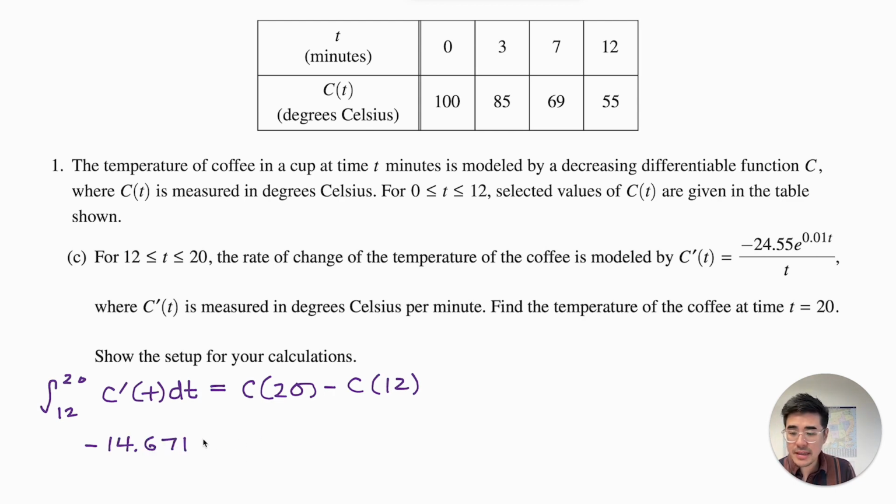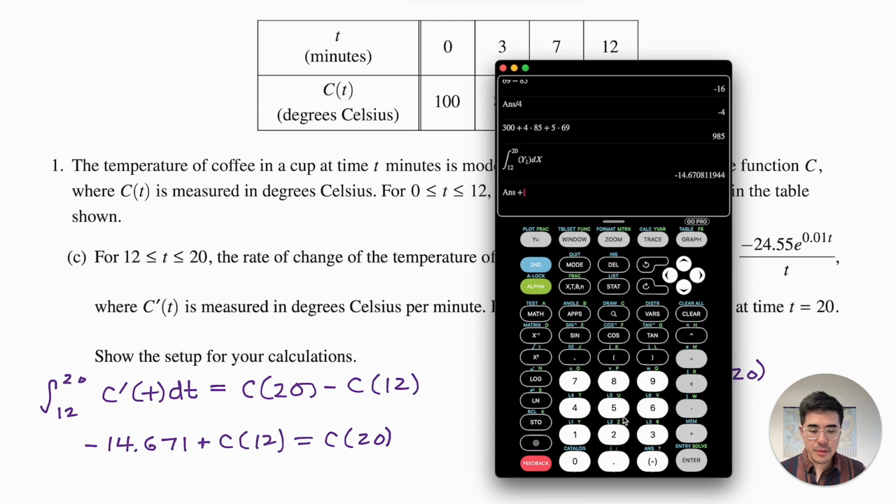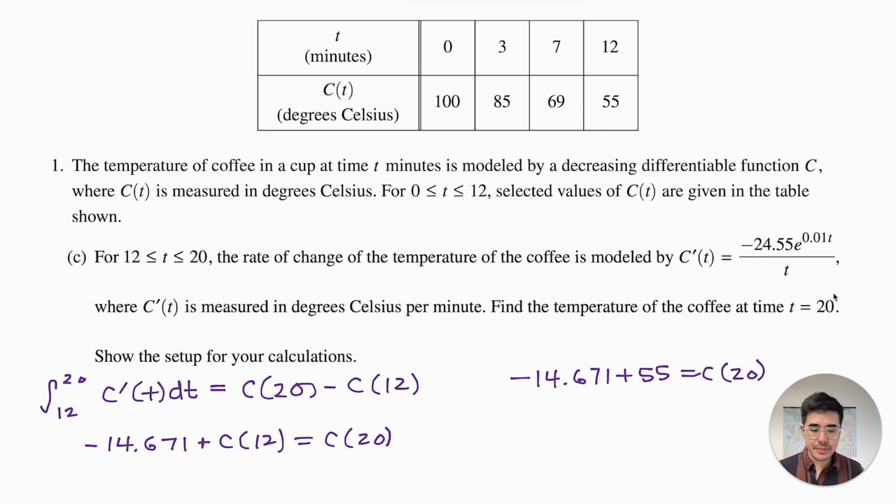And then I'm going to add the C of 12 over to get C of 20. So what's C of 12? C of 12 is 55, so it'd be negative 14.671 plus 55 is equal to C of 20. So I'm going to take my number and add 55 to it, and then I get 40.329. And then let's not forget units, right? So the units would be degrees Celsius is equal to C of 20.